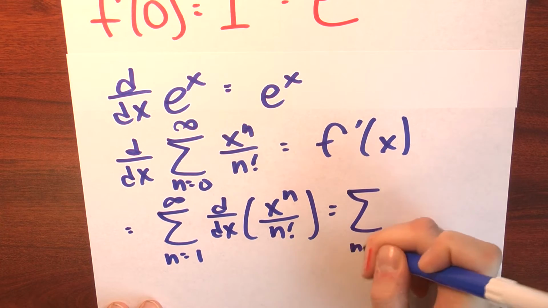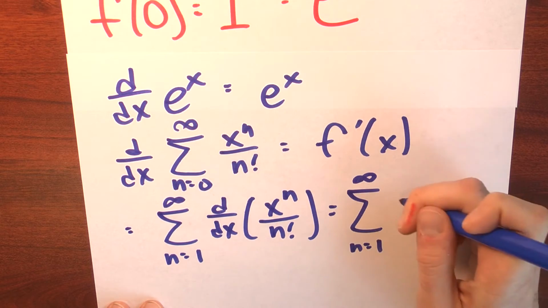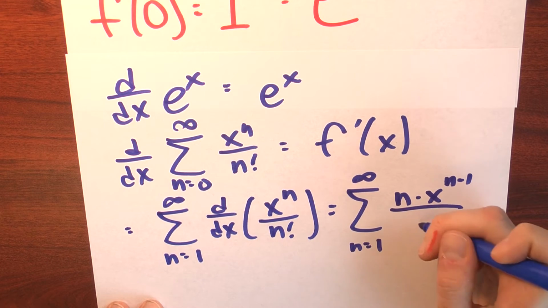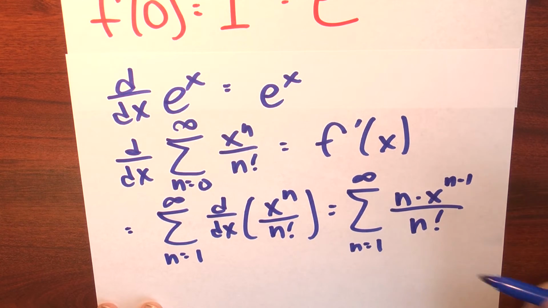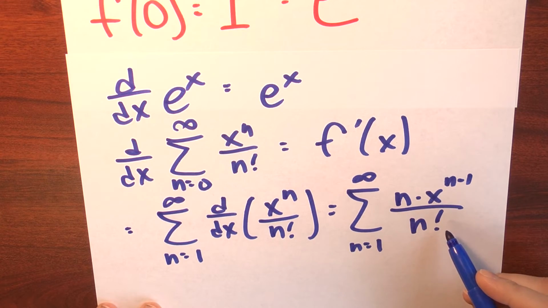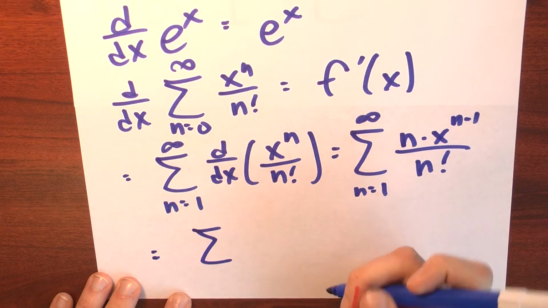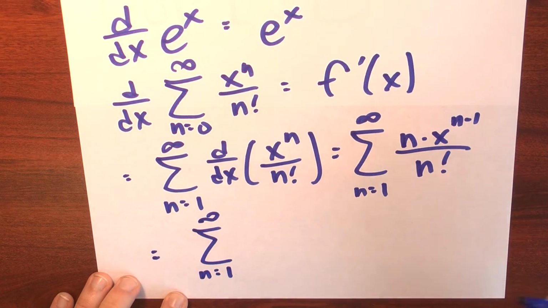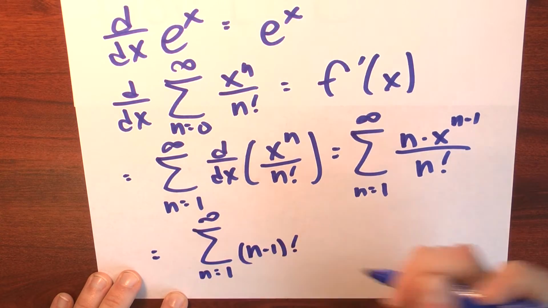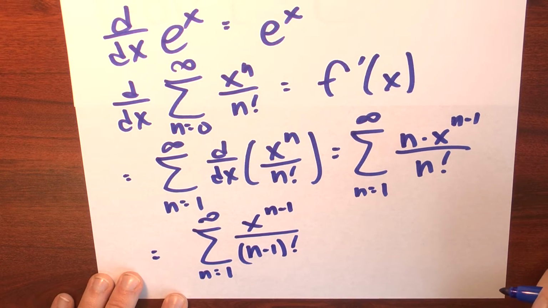So this is the sum n goes from 1 to infinity. What's the derivative of x to the n? That's n times x to the n minus 1. And then the constant is just n factorial. But I can simplify this. This is n times x to the n minus 1 over n factorial. That is the same as the sum n goes from 1 to infinity of n over n factorial, that's just n minus 1 factorial in the denominator, and the numerator is x to the n minus 1.